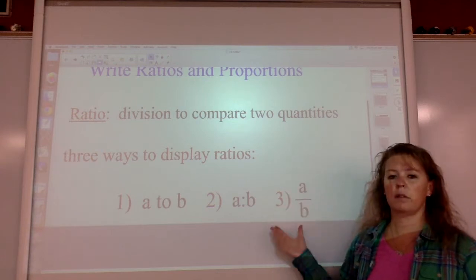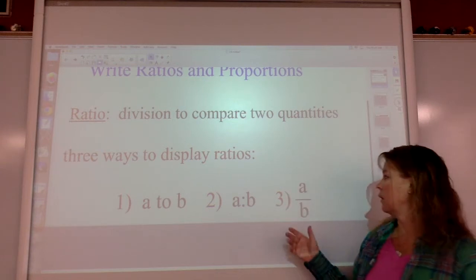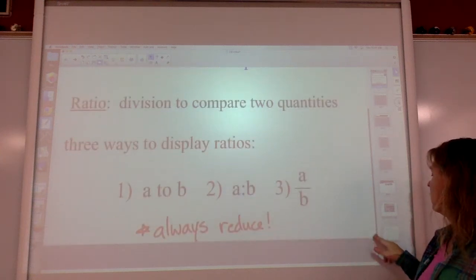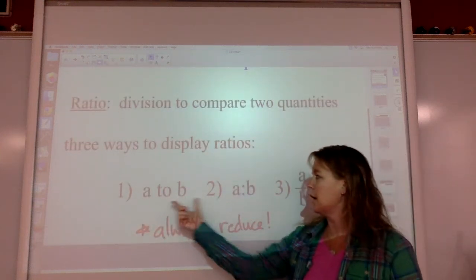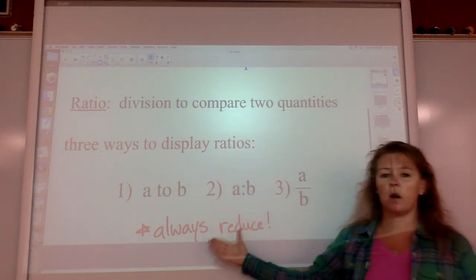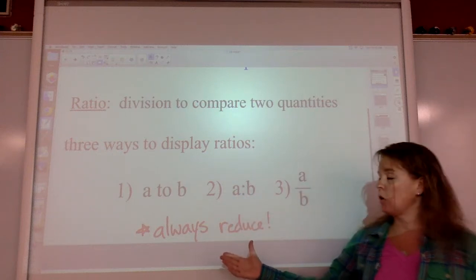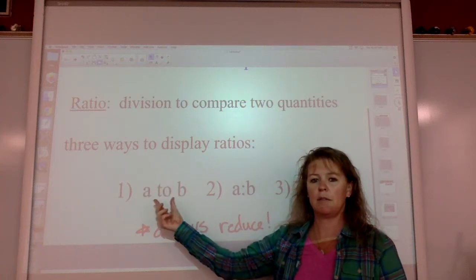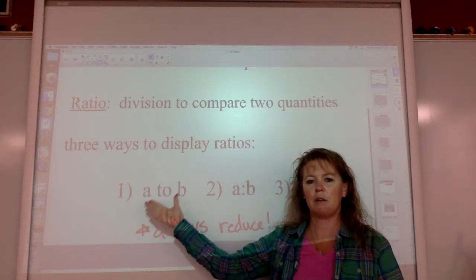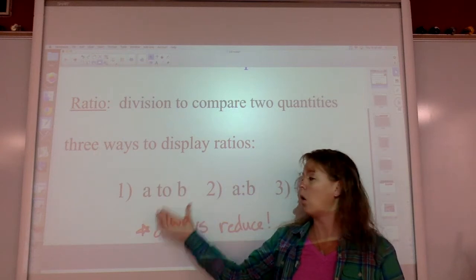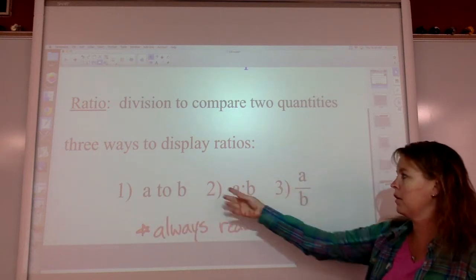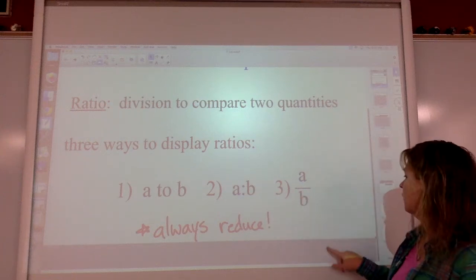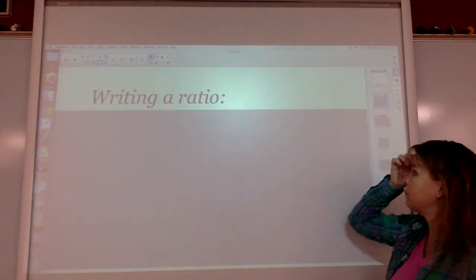There's 2 boys for every 3 girls in this class. There are $5 for every 10 whatever. Regardless of which way you write it, you always will reduce it. So you couldn't have an answer of like 10 to 12. You would have to change your 10 to 12 down to 5 to 6. So always reduce, no matter which method you use to write the ratio, you still have to reduce it as far as you can go.